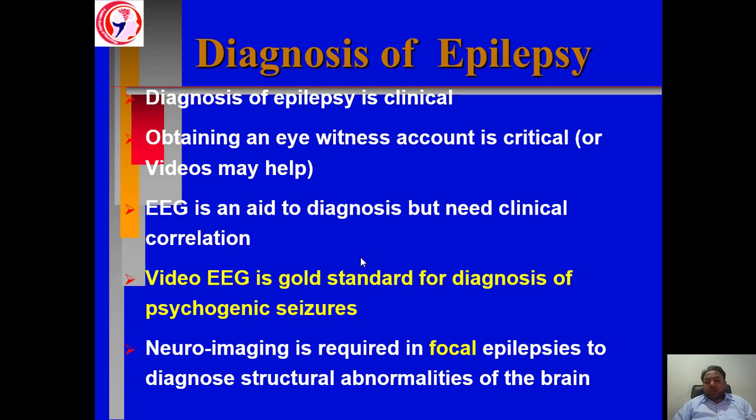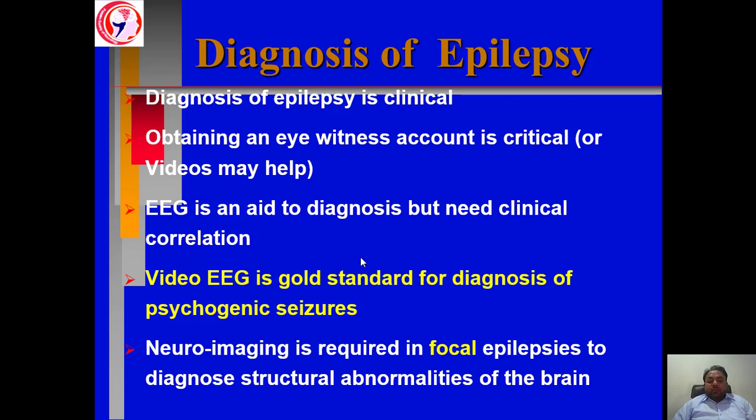We will ask him the questions, what was happening before the fit, what happened during the fit. Either there was tongue bite, either there was frothing, either there was urine incontinence, and we will also ask the patient attendant or eyewitness what happened after the fit, whether the patient went into sleep. So for diagnosing an epilepsy, you should be a good historian. You have to spend time to take the history.